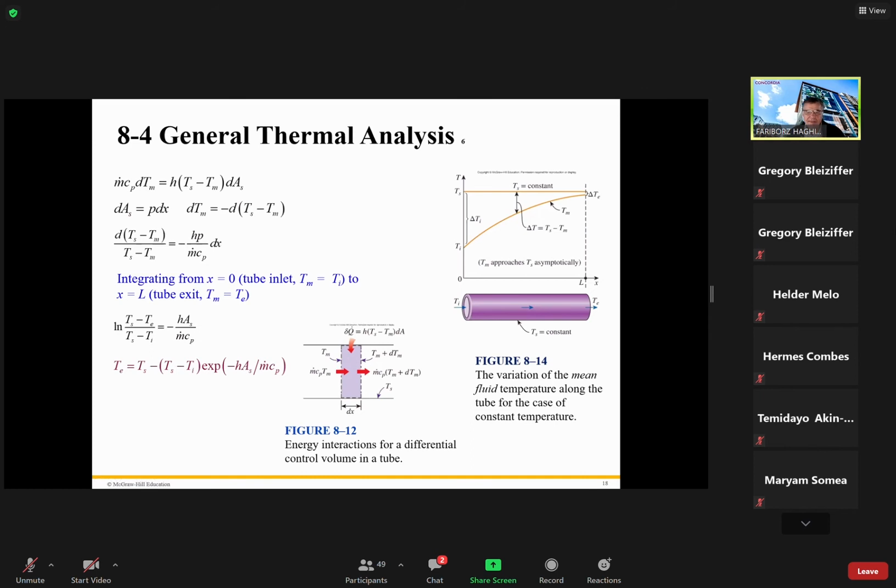pi D times L. That L could be x. Therefore, that temperature could be at any point. This is pi D times x. If I want it at the end, this becomes pi D L. Okay, yes, thank you. Okay, no problem.